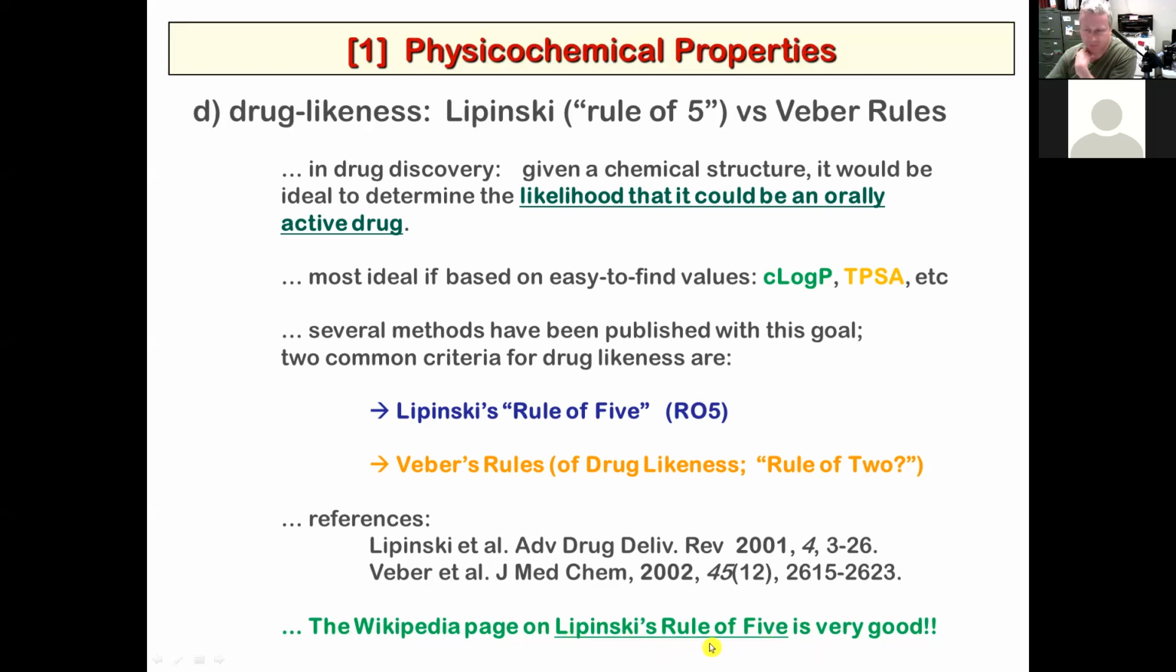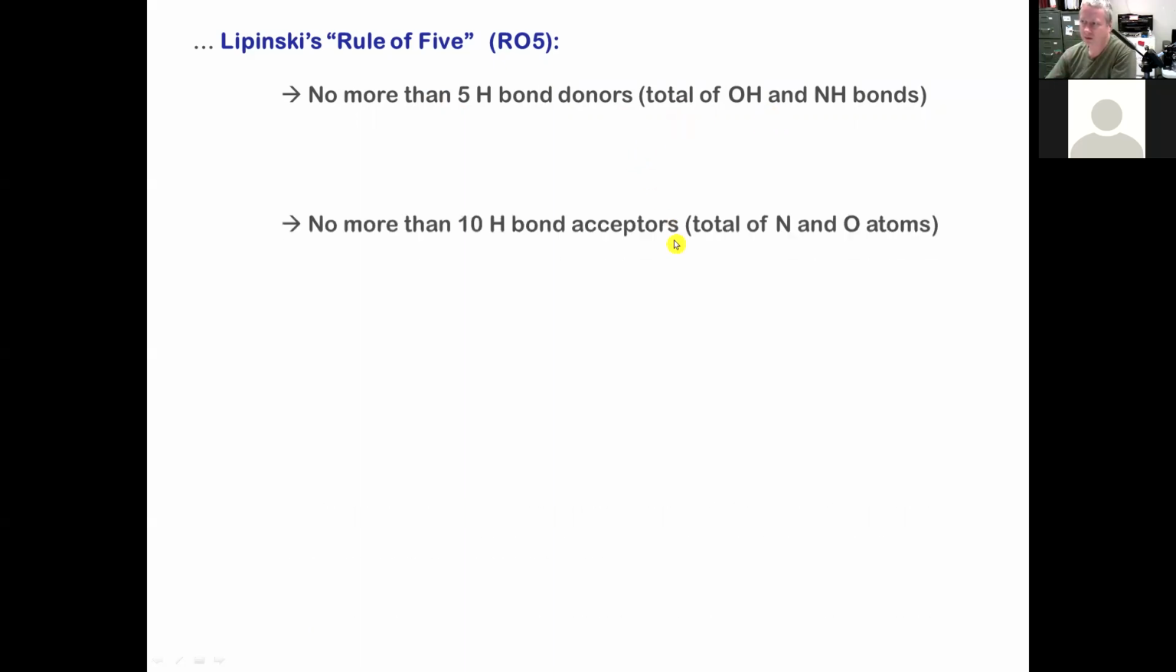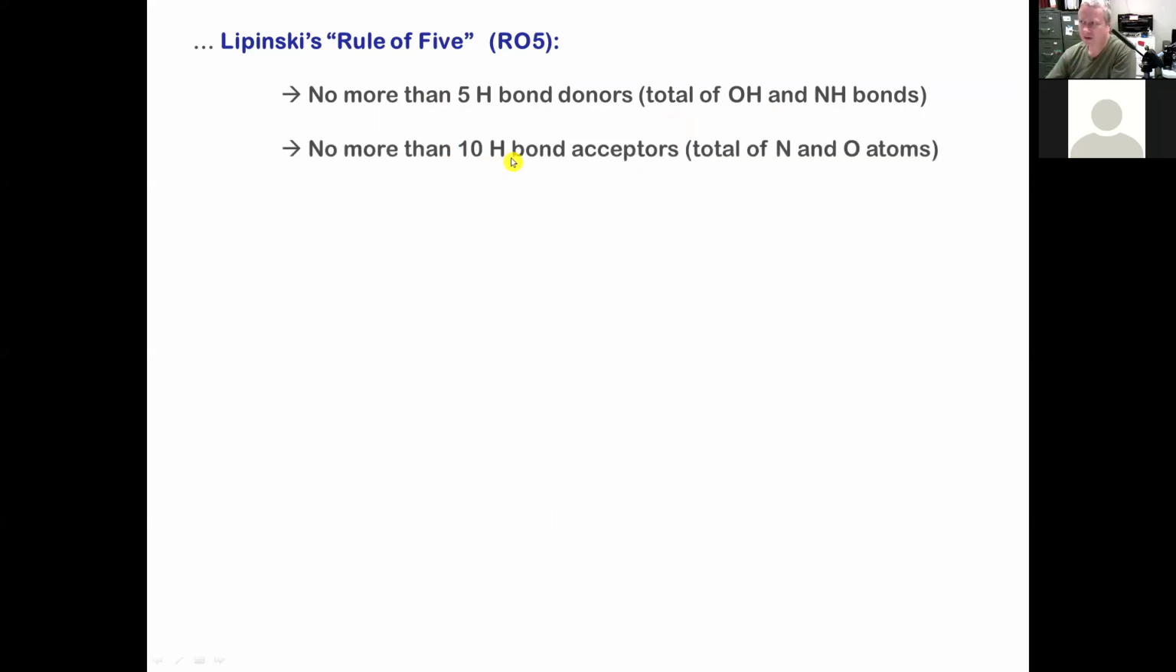Okay, what are the rules? The Rule of 5. So there's no more than 5 hydrogen bond donors. Okay, so those are things like OHs and NHs, right? No more than 10 hydrogen bond acceptors. Those are things that can accept a hydrogen bond, like an oxygen or a nitrogen that may not have a proton on it, but it's got a lone pair that can go grab a proton.